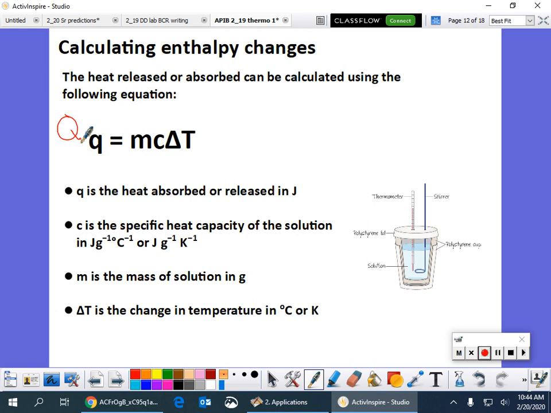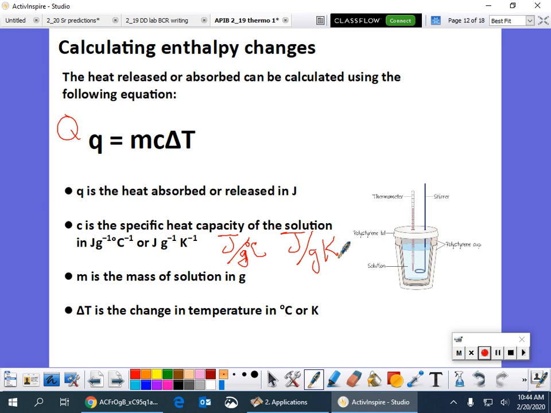the specific heat capacity is going to be in joules per gram degrees Celsius or joules per gram Kelvin. All right, so in our lovely IB format of putting things in the denominator as -1s, writing it out would be joules per gram degrees Celsius or joules per gram Kelvin. And you'll understand why when we put the rest of the equation together.